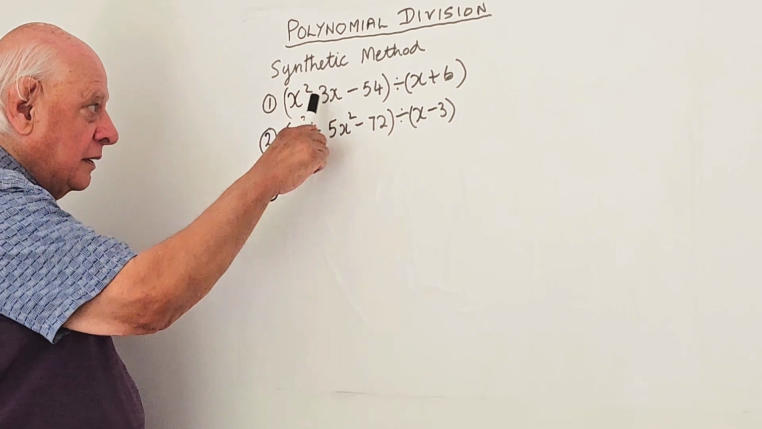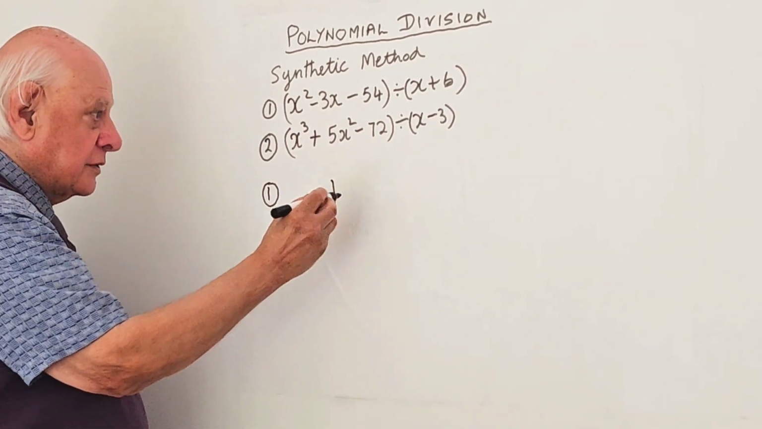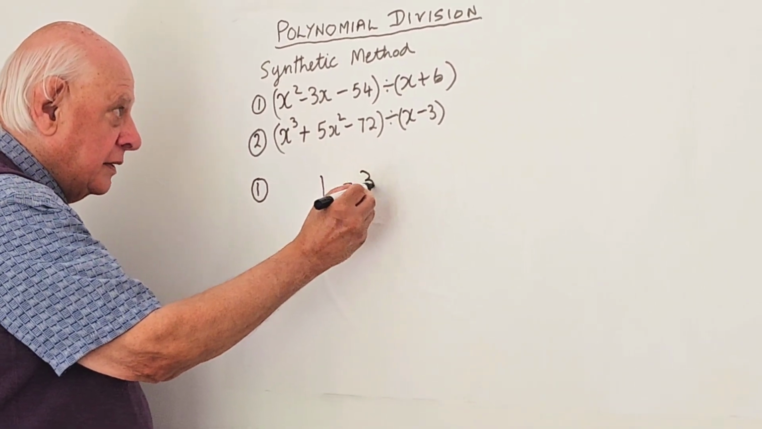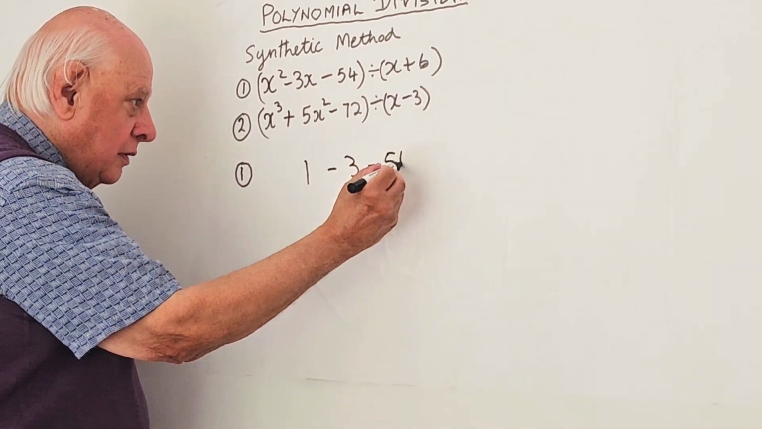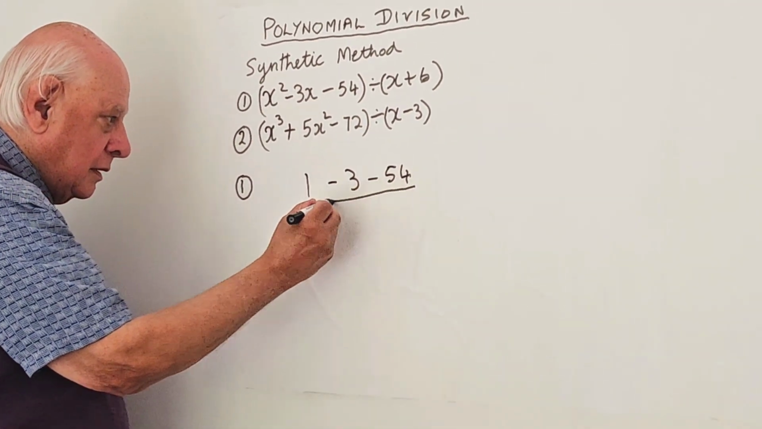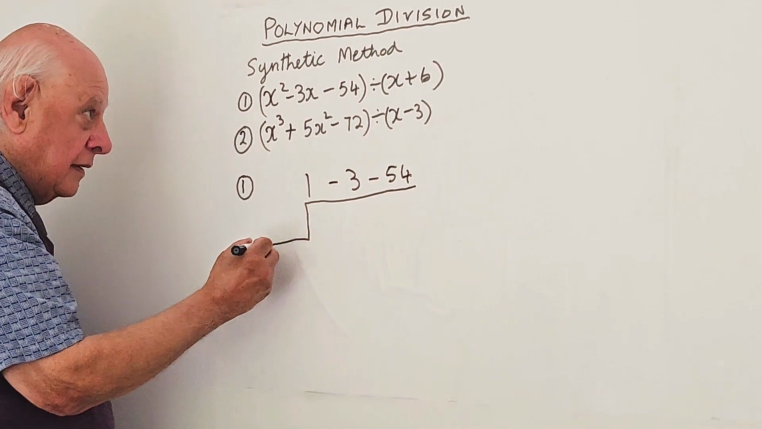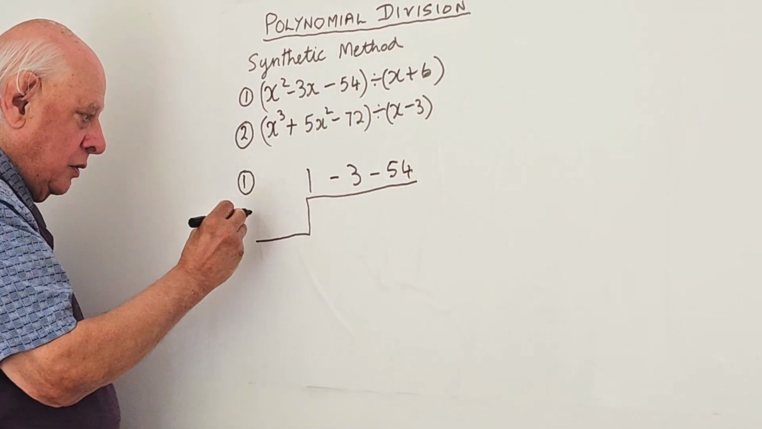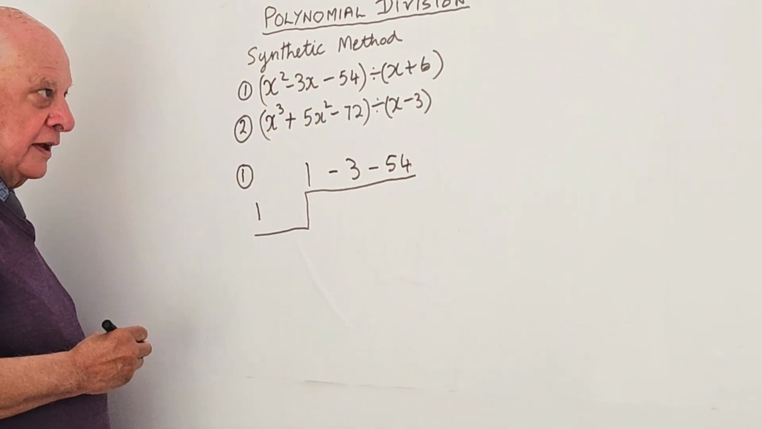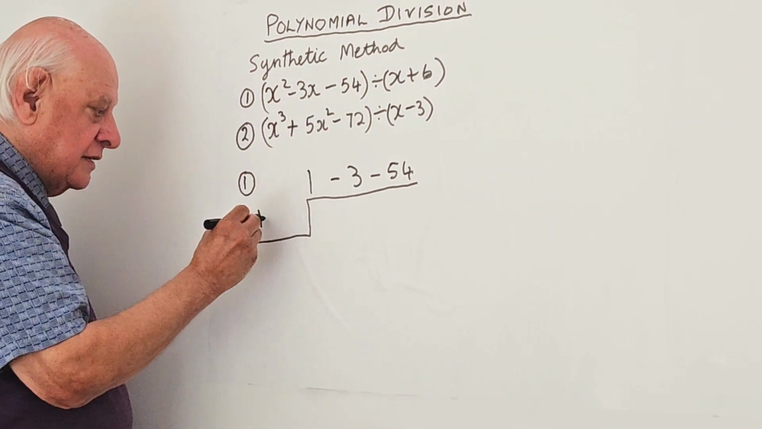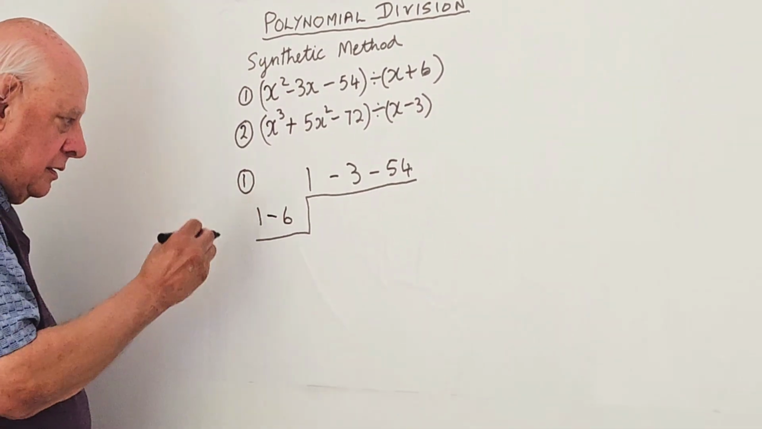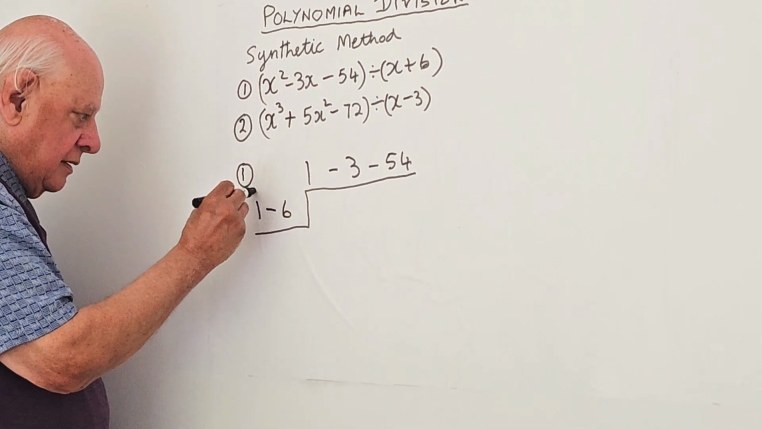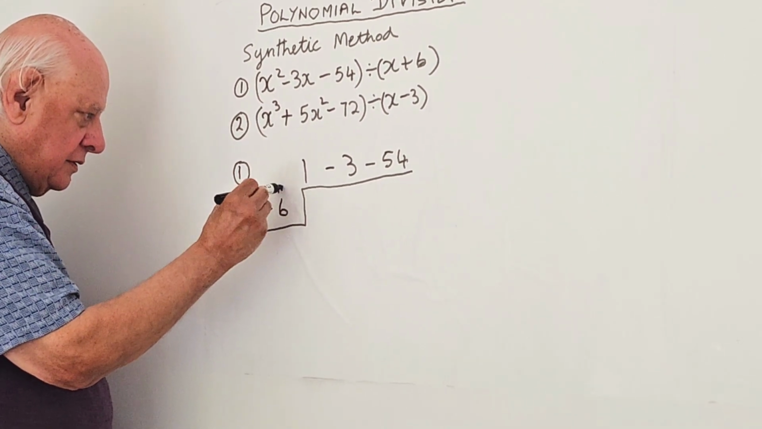I'll write down 1, that's the x squared, minus 3, that's for that term, and minus 54. And here, I'm going to write down 1, coefficient of x, but instead of plus 6, I'm going to write minus 6. This is what we call the divisor, and this is the multiplier.